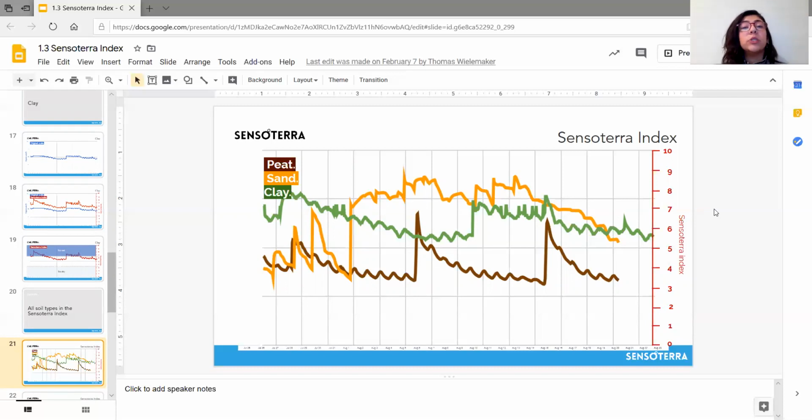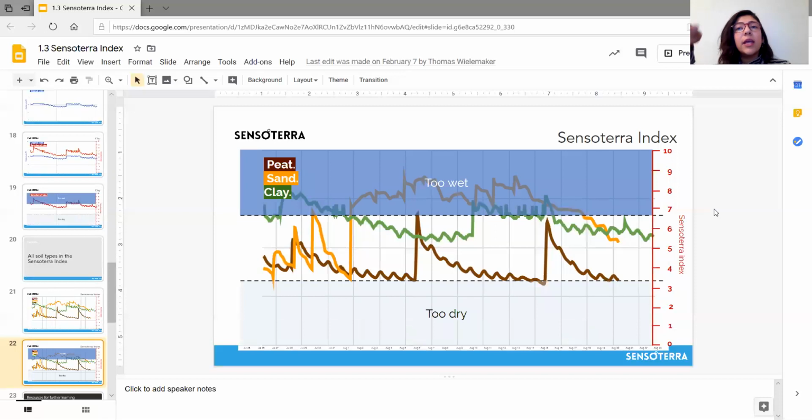So we see different behaviors for sand, peat, and clay. Once again, when putting all together with the Sensoterra index, they will show different reactions. And these are the reactions that you need to follow when making your irrigation decisions.